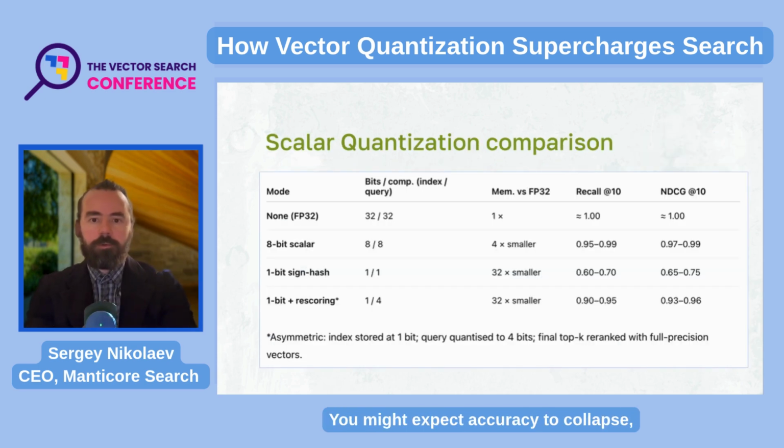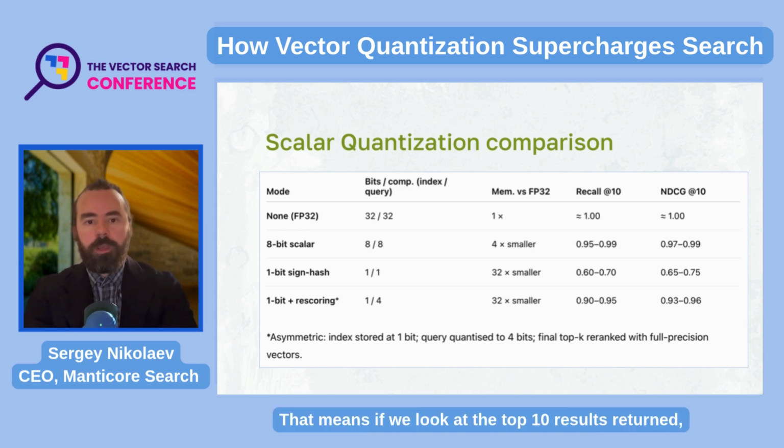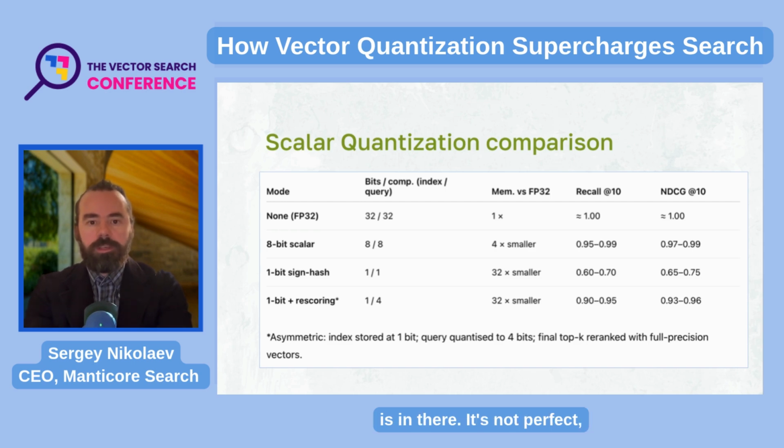You might expect accuracy to collapse, but even plain sign hashing gets us to around 0.65 recall at 10. That means if we look at the top 10 results returned, there is a 65% chance the correct one is in there. It's not perfect, but for a 1-bit index, that's a strong start. Now let's make 2 small but powerful tweaks.